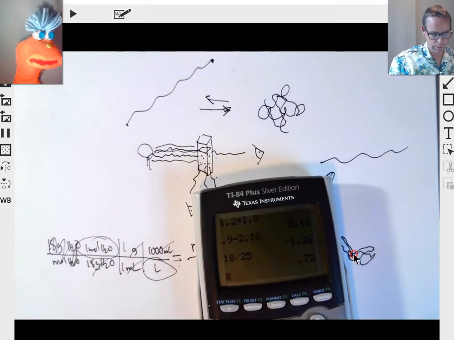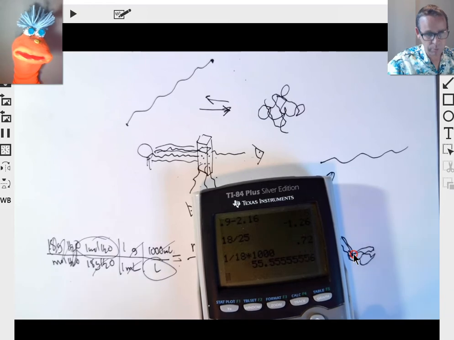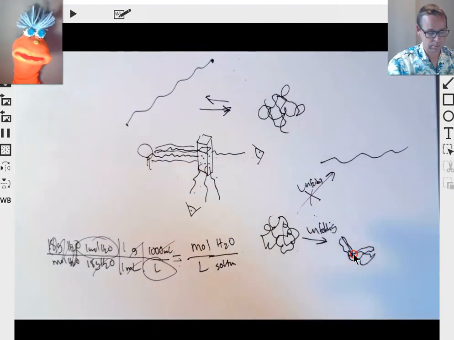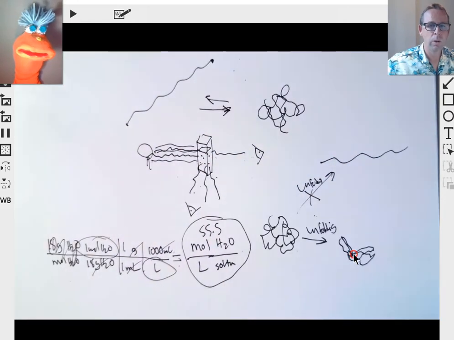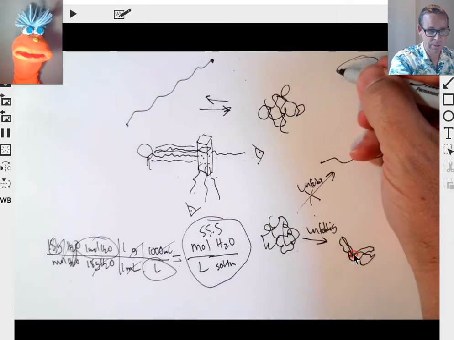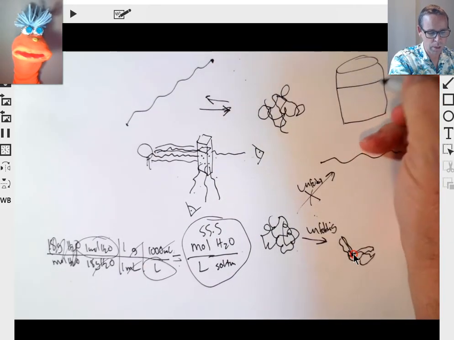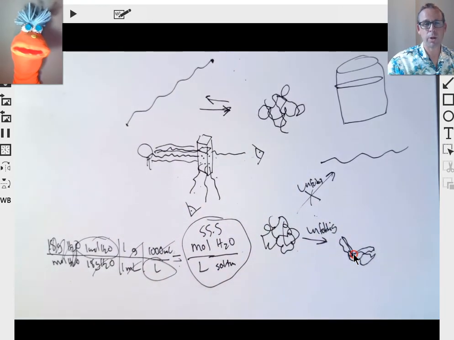I did it on my calculator. It's 55. Okay, 1 divided by 18 times 1,000. So 55.5 molar water. All right. So if I have a container here, and now the water, that means there's 55 moles for every liter, right? And we always talk about molarity in terms of concentration.